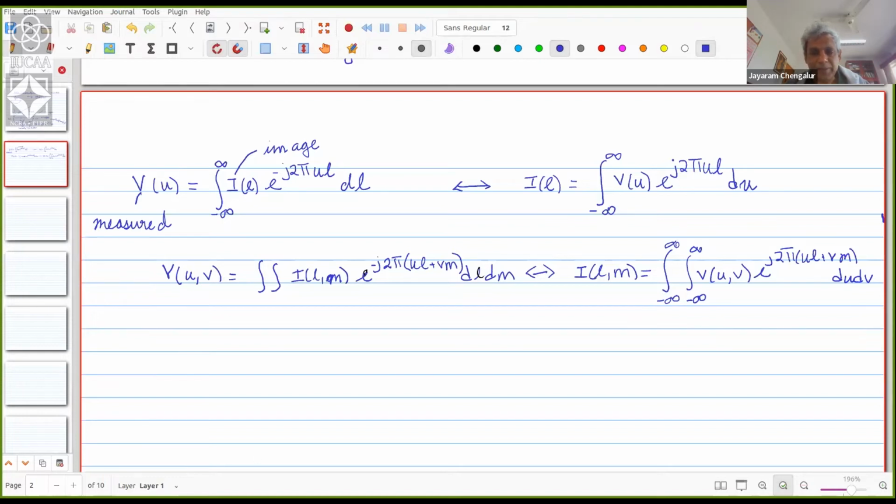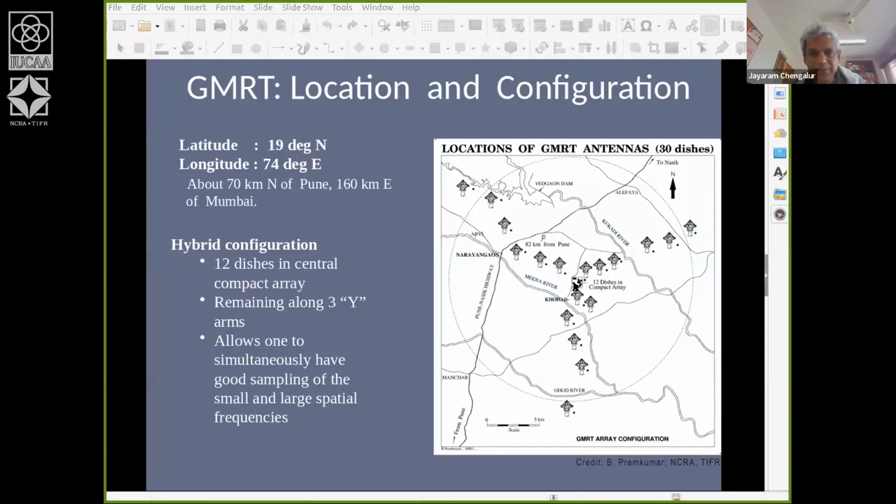And so that is the point I was trying to make when I was talking about this distribution of the GMRT: I have antennas placed such that they allow me to make measurements at small u. I also have antennas placed in such a way that they allow me to make measurements at large u. So they give me good sampling across the entire range of u.